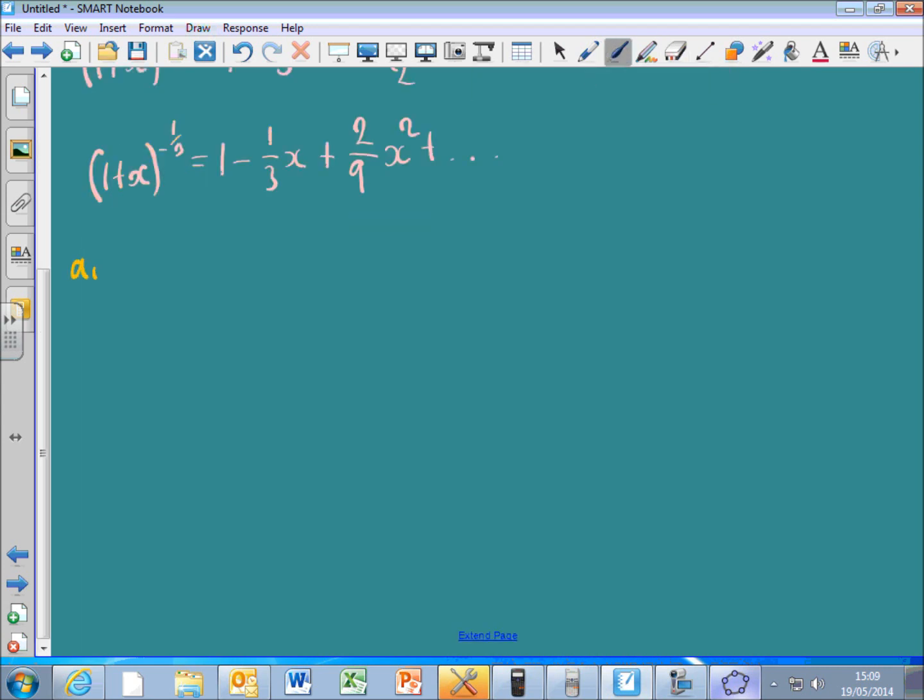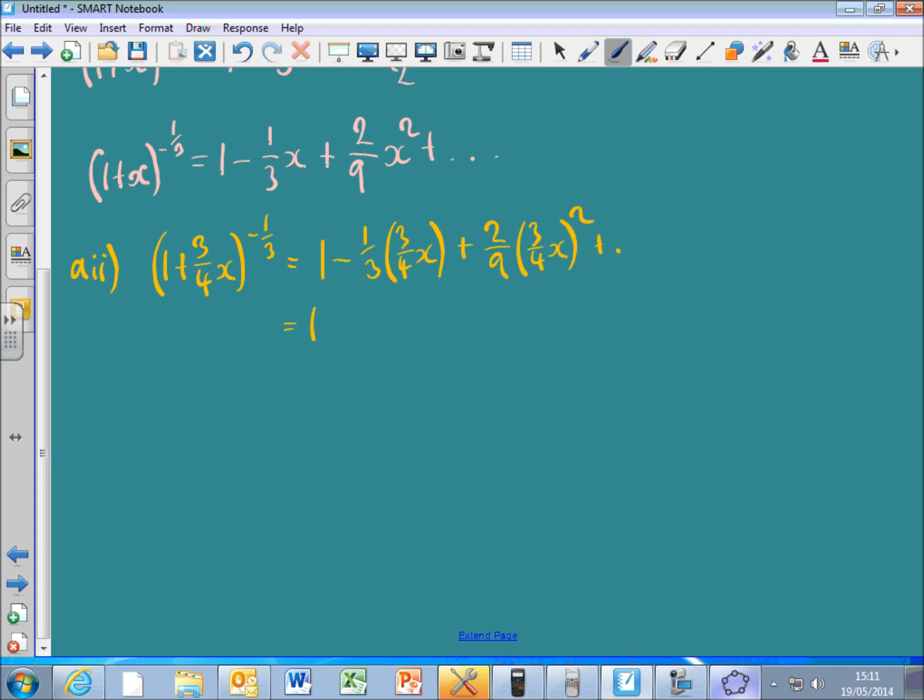So for AII, we're asked to do 1 plus 3 over 4 x to the power of minus a third. Okay, and all I do is just do exactly the same thing, except I change all the x's for 3/4. So I'm going to get 1 minus a third times 3/4 x, I sub the x in as well, plus 2 ninths, and this is at 3/4 x all squared.